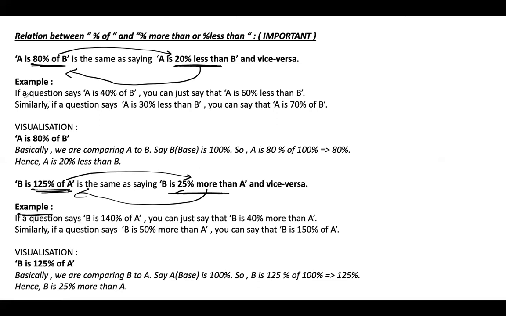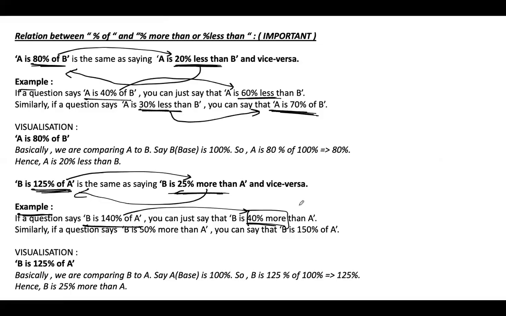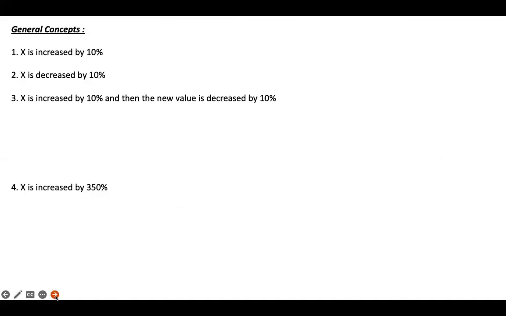Here, for example, if a question says A is 40% of B, then the question is actually saying A is 60% less than B. If a question is saying A is 30% less than B, then it is also saying A is 70% of B. Similarly, here, if the question is saying B is 140% of A, another way of saying is B is 40% more than A. If the question says B is 50% more than A, then B is 150% of A. Is this clear? Good. This is very important. I would say this slide is very important.